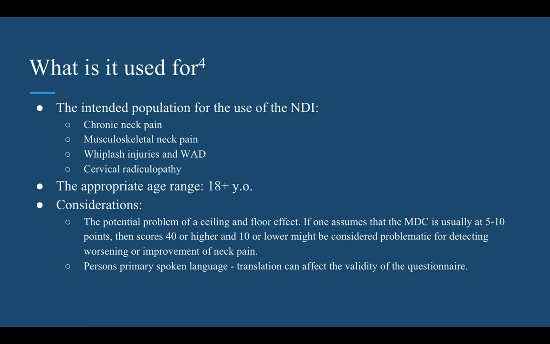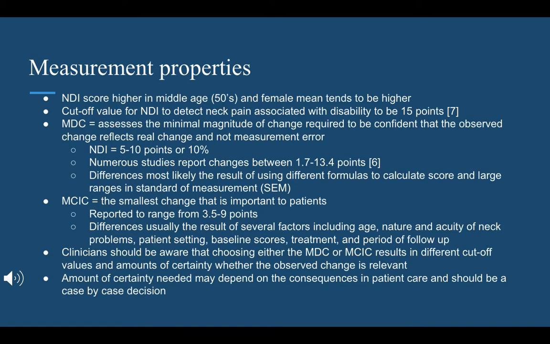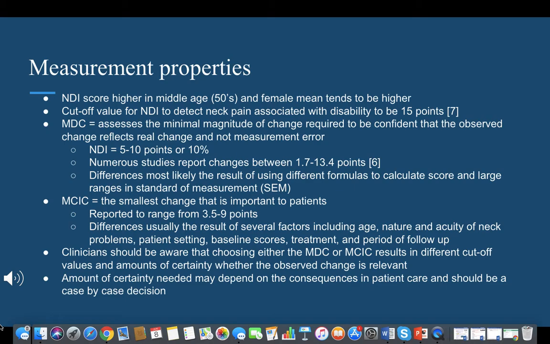Another thing to take into consideration is the patient's primary spoken language. The NDI is translated in many languages, such as Greek, German, Dutch, Korean, Spanish, and French. Each has its own validity and reliability outcomes. This is to be taken into consideration because there is an impact of translation on validity. This slide will discuss the measurement properties of the NDI.